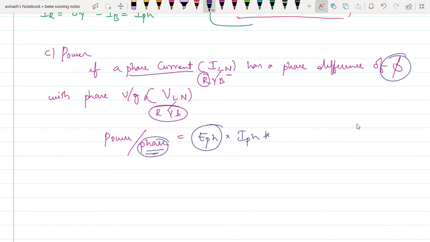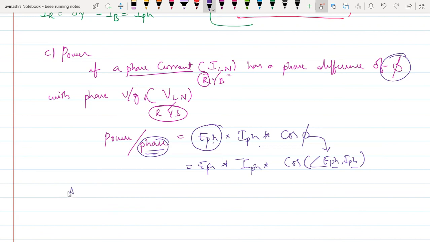To account for the phase difference, we have to find the cosine of the angle between these two values, the phase voltage and phase current. So this can also be written as phase voltage into phase current into cos of the angle between the phase voltage and phase current. Hope you understand this point. This phi is nothing but the phase angle between the phase voltage and phase current. So that was the power per phase.